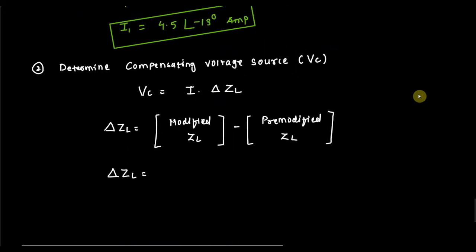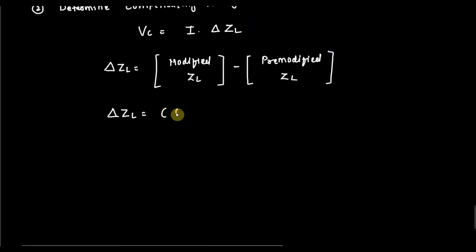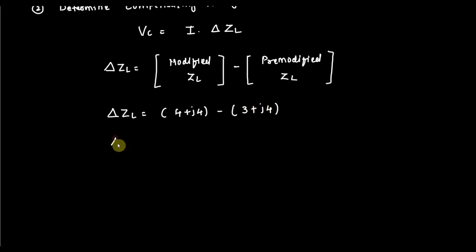So 4 plus j4 minus 3 plus j4. Now find the value of delta ZL. Open that bracket: 4 plus j4 minus 3 minus j4. So this plus this will cancel, and your answer is simply 1 ohm. So the change is 1 ohm.